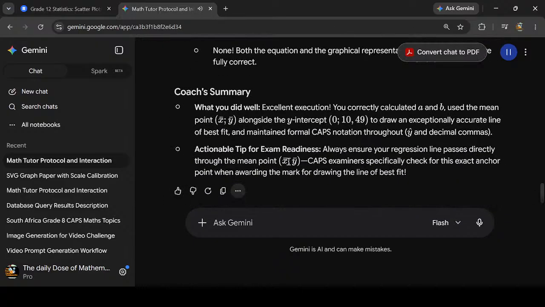Coach's summary. What you did well. Excellent execution. You correctly calculated a and b, used the mean point, x bar, y bar, alongside the y-intercept, a, 10,49, to draw an exceptionally accurate line of best fit, and maintained formal CAPS notation throughout, ŷ and decimal commas. Actionable tip for exam readiness. Always ensure your regression line passes directly through the mean point, x bar, y bar. CAPS examiners specifically check for this exact anchor point when awarding the mark for drawing the line of best fit.